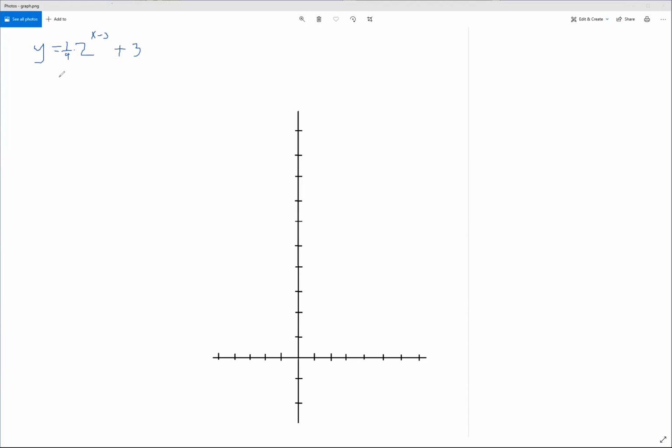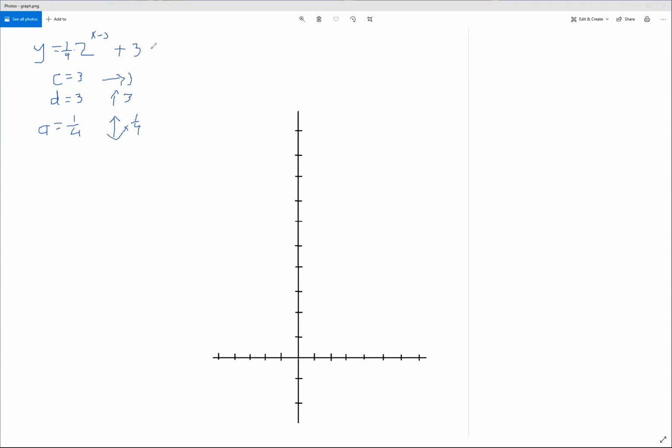Well, we've got an h value or a c value of 3. We've got a k or d value of 3. So we're shifted 3 in both directions, 3 over, 3 up. But we've got this a value of 1/4. A equals 1/4. So we know we're going to the right by 3. We're going up by 3. But we're also going to stretch by 1/4. That means that this function is going to get shorter.